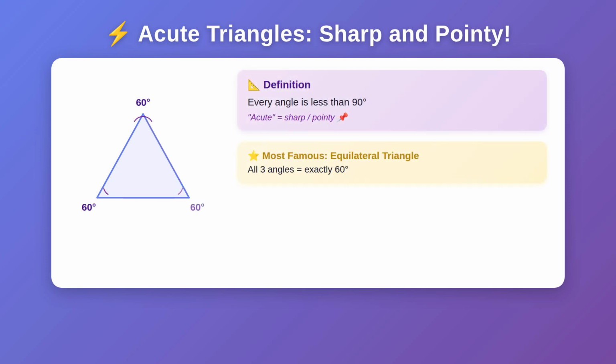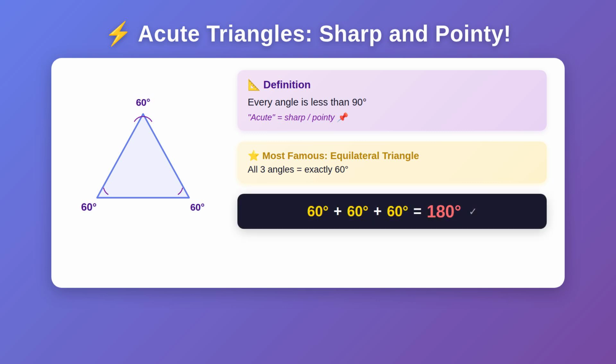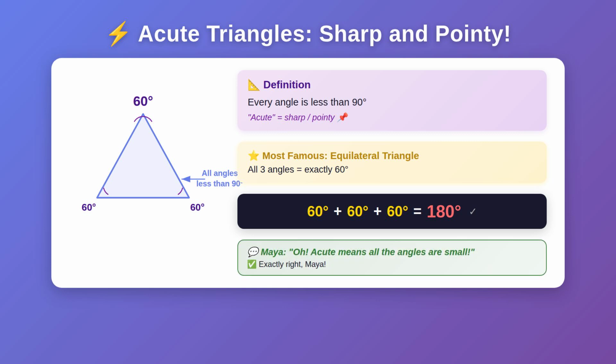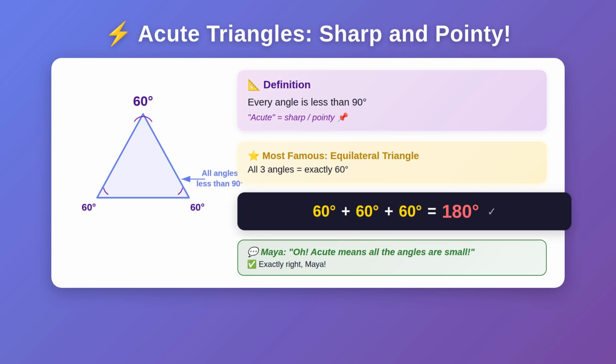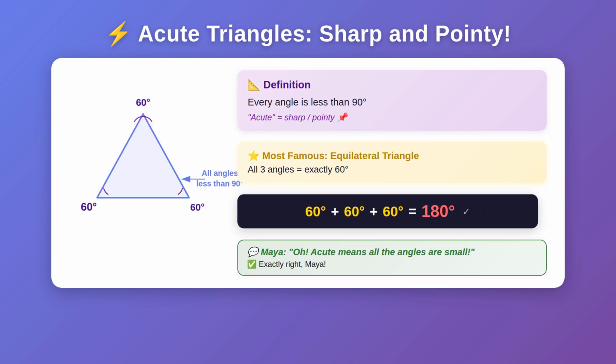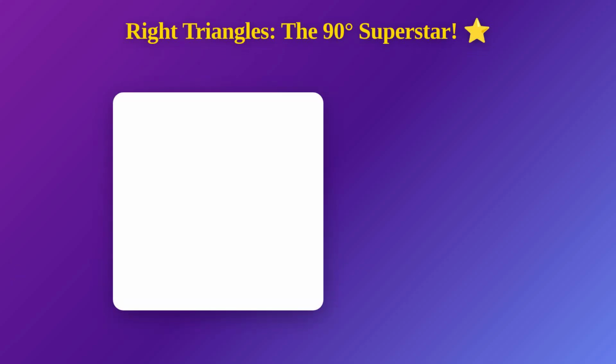Acute means sharp. Think of the word acute like a pointy little needle. Every single angle in an acute triangle is less than 90 degrees. The most famous acute triangle is the equilateral triangle, where all 3 angles are exactly 60 degrees. Check the math. 60 plus 60 is 120, and 120 plus 60 equals 180. It works perfectly. Maya says, "Oh, acute means all the angles are small." Exactly right, Maya.